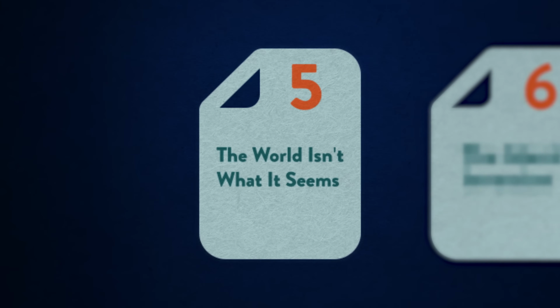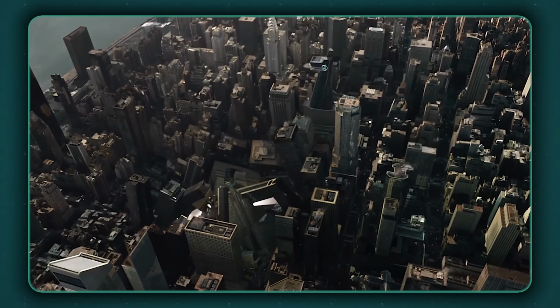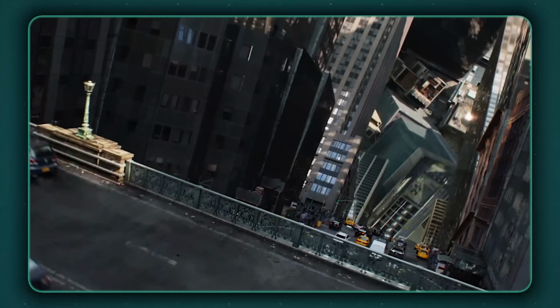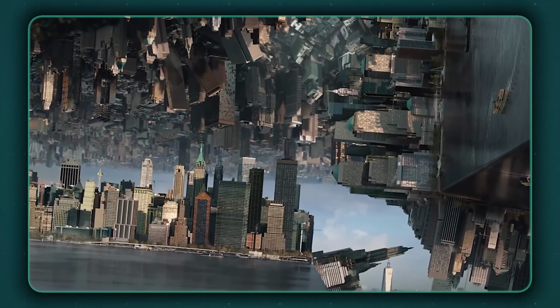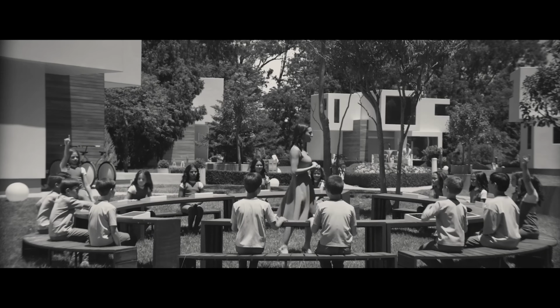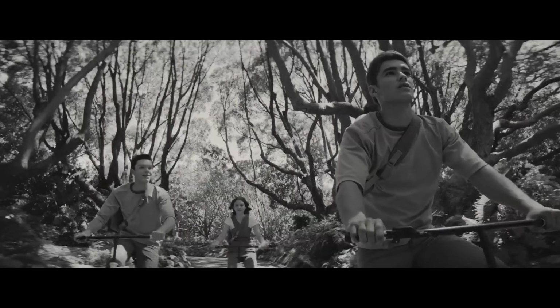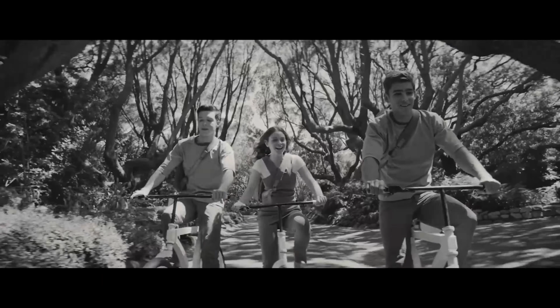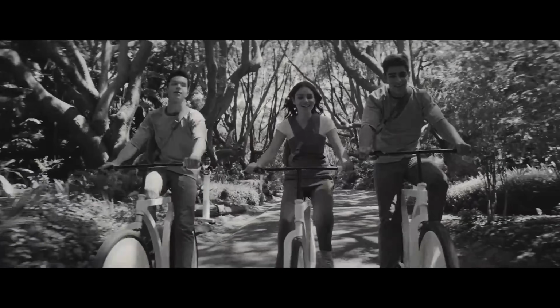The world isn't what it seems. This is a plot twist where the rules, the setting, or the nature of reality shifts beneath the reader's feet. Look at The Giver by Lois Lowry. Here's this utopia where everyone's happy, yay. Oh wait, release is a euphemism for killing babies and old people.